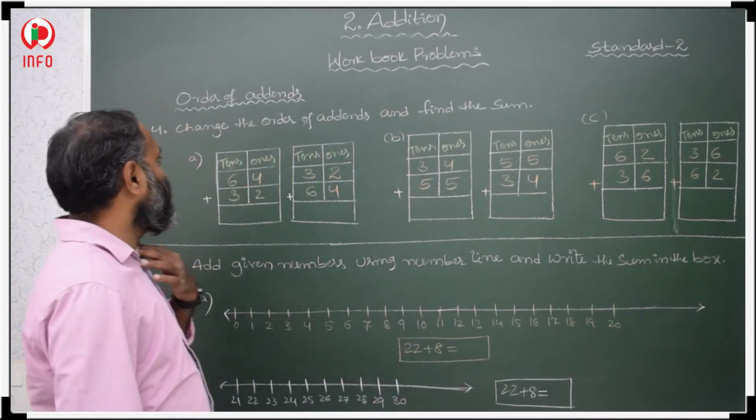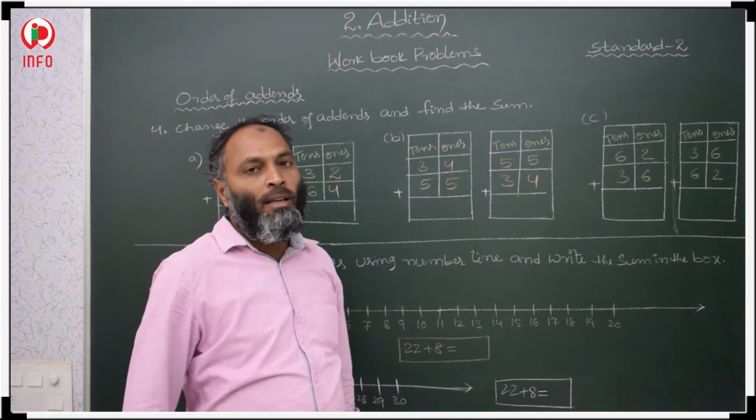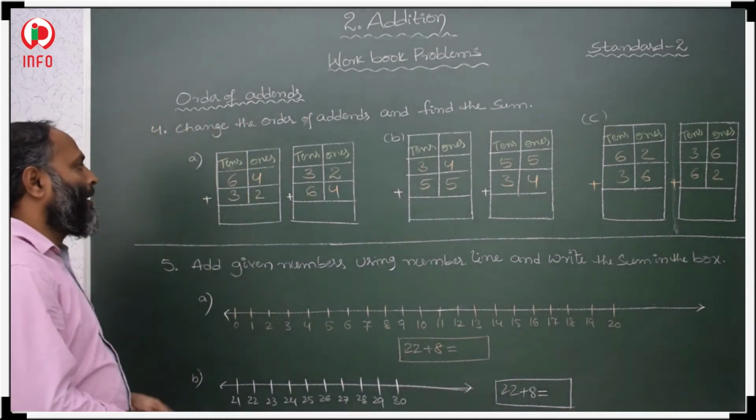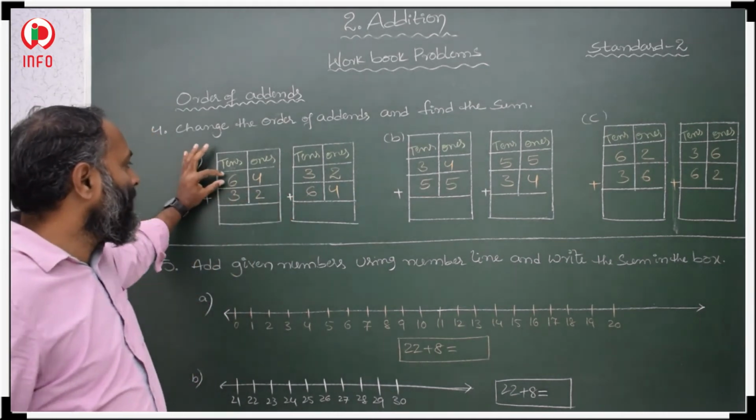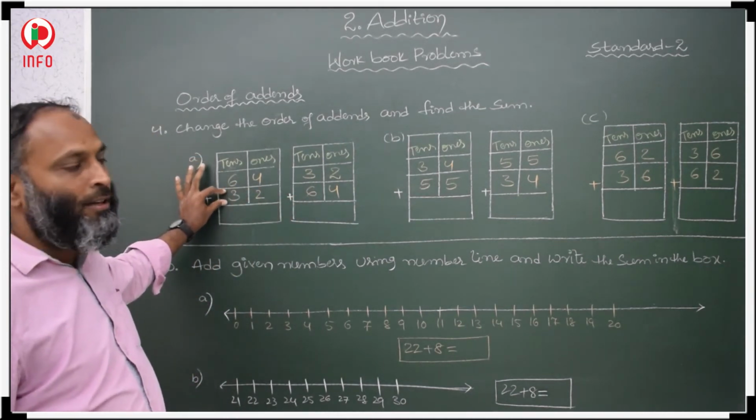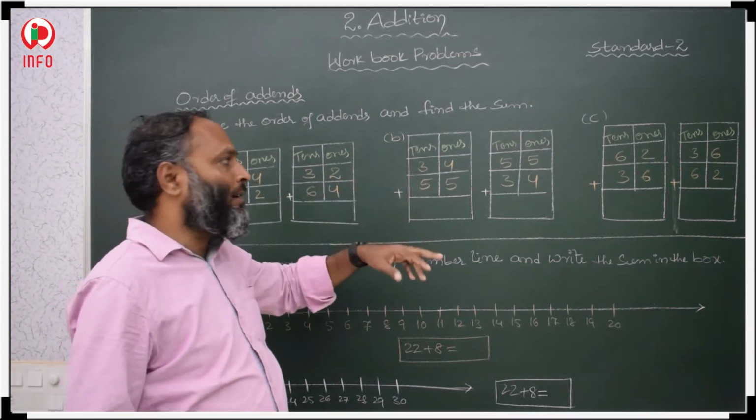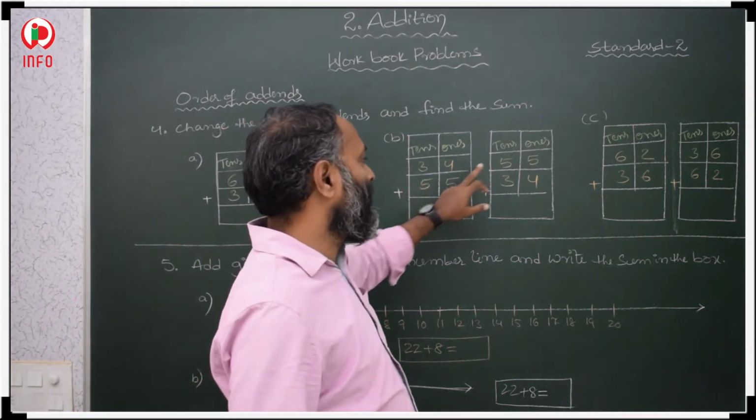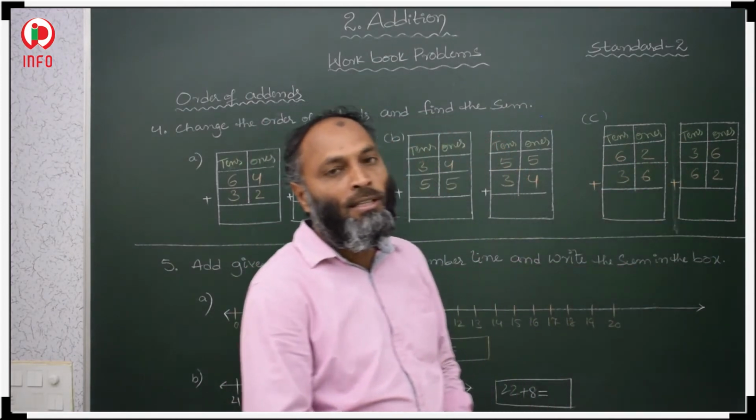Now students, change the order of the addends and find the sum. We have to change the order of the addends and find the sum. Here 64, 32 and 32, 64. Here the first addend is 64 and the second addend is 32. But here the first addend is 32 and then 64. So we are changing the order. Here also 34, 55 and 55, 34. 62, 36 and 36, 62. So in this case, what is the answer?